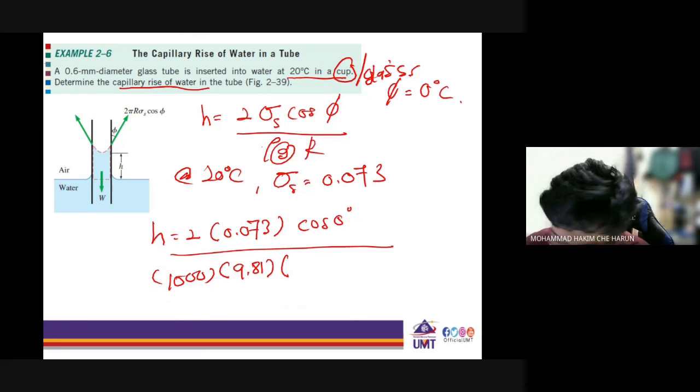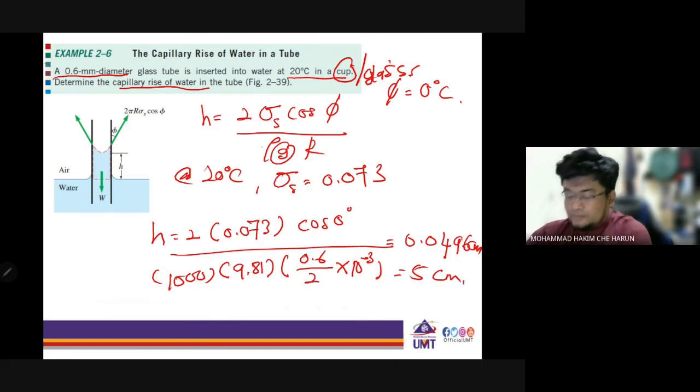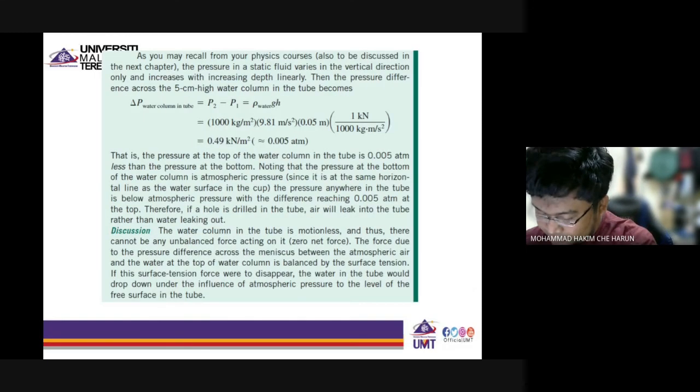Is the r given? Yes, the radius. The given is the diameter, so we have to divide by 2 to get the radius, and divide by 1000 to change it to meters. So you will get 0.0496 centimeter, or equal to 5 centimeter. Okay, quite simple and straightforward. Okay, so for example 2.7, I'm not planning to teach you, but if you are interested, you may read about example 2.37.